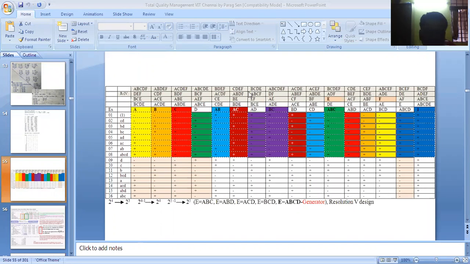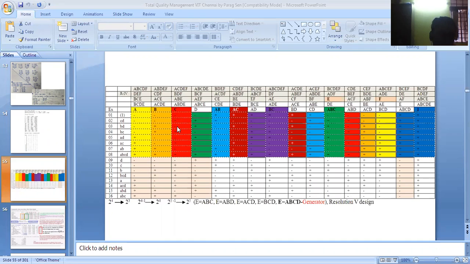Okay. So now take a look at another example. Suppose you have got three factors A, B, and C. Okay. So what will happen? If you want to conduct a full factorial design, then for a 2 to the power 3 factorial design, you will have 8. You need to conduct 8 experiments.